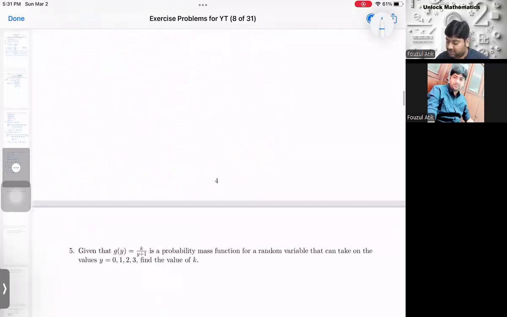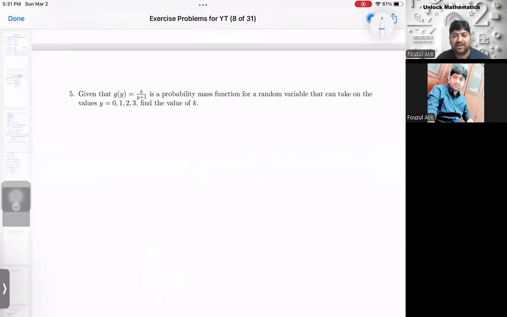Now let me move to the next problem. It is of similar type. Given that g(y) equal to k by y plus 1 is the probability mass function, where y can take the values 0, 1, 2 and 3. Find the value of k. The same kind of question, right? So I hope you can do it. Just for a hint, I think the final answer of this question may be k equal to 12 by 25. You can check whether you are getting this 12 by 25 or some different answer.